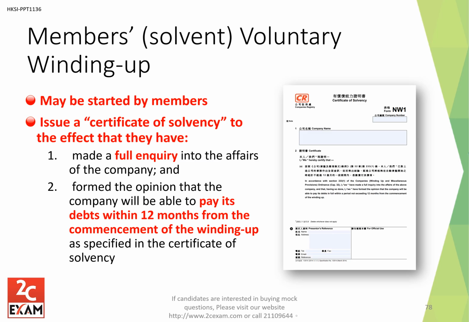First, the directors have made a full inquiry into the affairs of the company. Second, the directors believe that the company can pay its debts within 12 months from the commencement of the winding up. Remember, the company can only proceed with members' voluntary winding up if it satisfies the above conditions and issues this certificate of solvency. Otherwise, it will become a creditor's voluntary winding up, which we will discuss next.